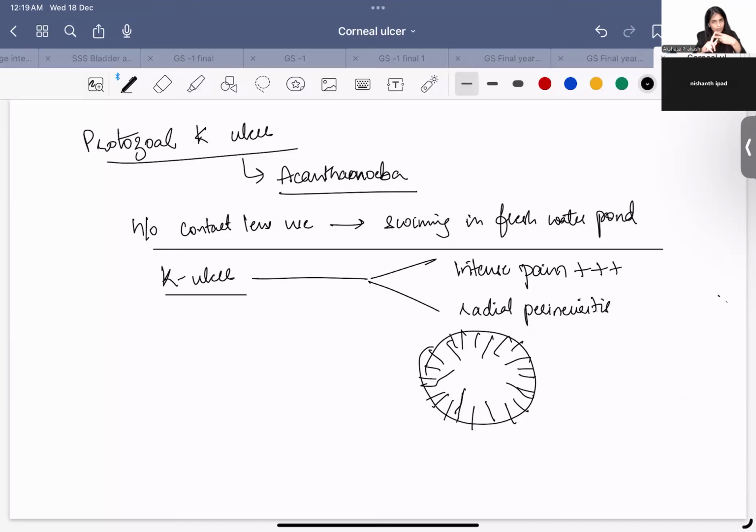So there are two organisms that are going to mimic your fungal corneal ulcer. One is your protozoal, that is your acanthamoeba. One is your bacteria, that is your nocardia. These have been asked in your MCQs previously, so you better know about them.